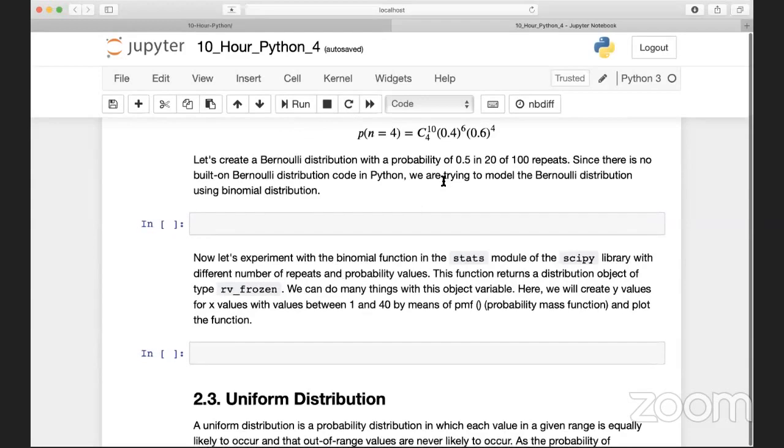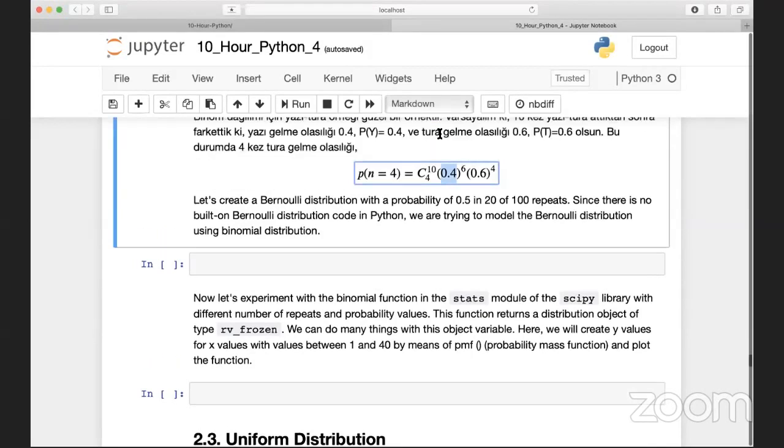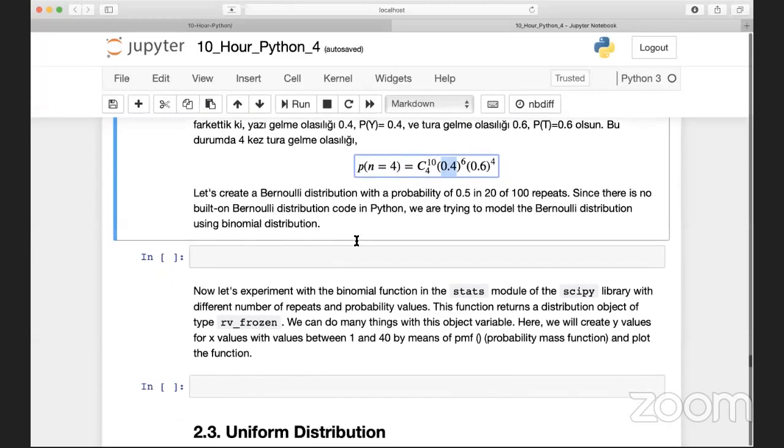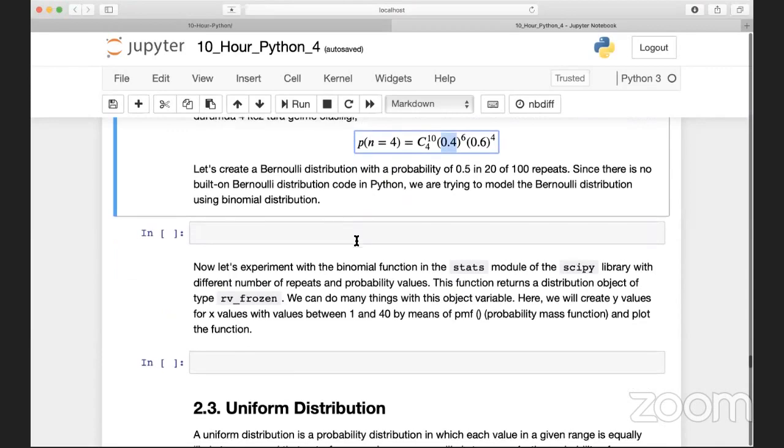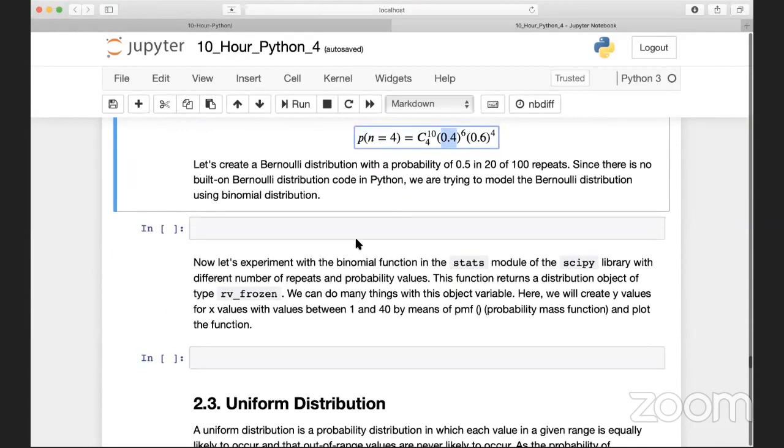Roll a die. How many times? 10 times, let's say. And if the probability of getting... so let's toss a coin, and the probability of getting tails is 0.4. Probability of getting head is 0.6.